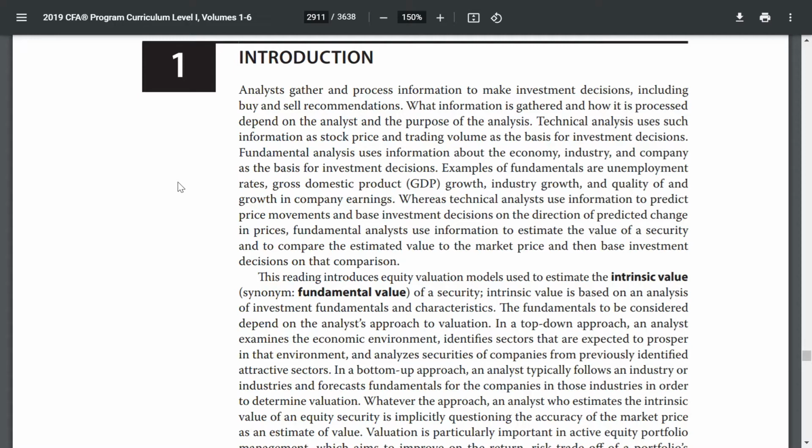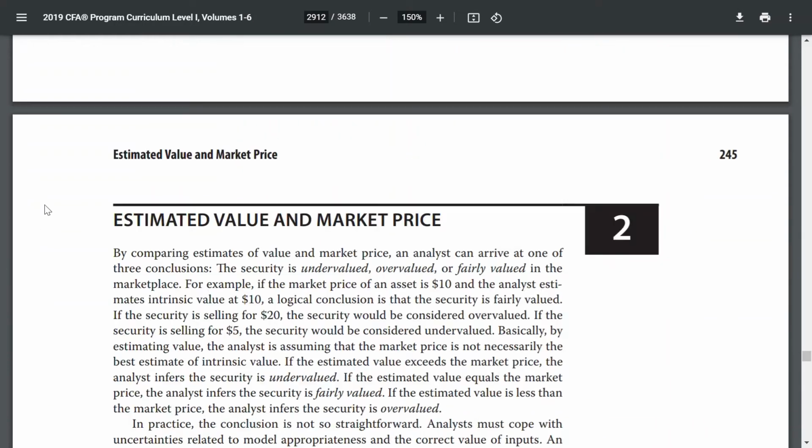Examples of fundamentals are unemployment rates, gross domestic product growth, industry growth, and quantity and growth in company earnings, whereas technical analysts use information to predict price movements and base investment decisions on the direction of predicted changes in prices. Fundamental analysts use information to estimate the value of a security and to compare the estimated value to the market price, and then base investment decisions on that comparison. So we have actually talked about these concepts before, but let's just keep going.